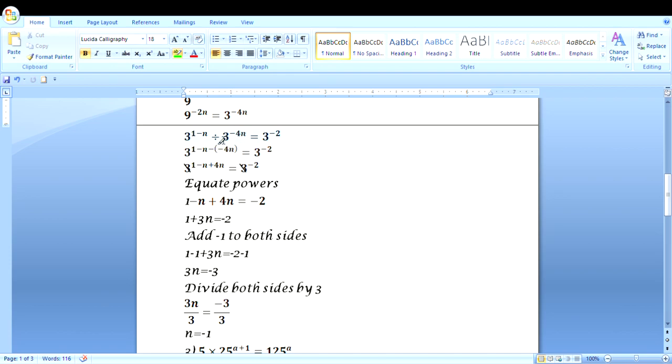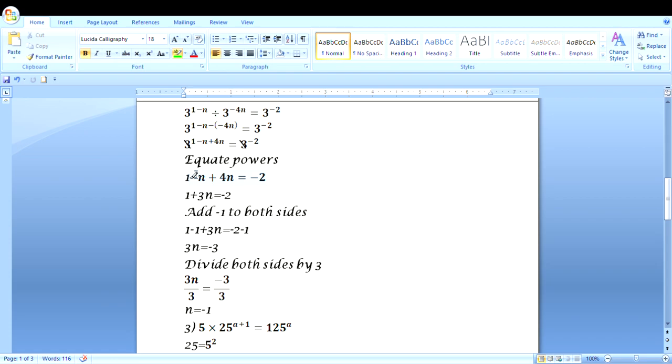So we look at this sign here. This is a division sign and the bases are the same. That means we are going to subtract the powers. So 3 raised to power 1 minus n minus minus 4n is equal to 3 raised to power minus 2. Minus times minus becomes plus. This becomes 3 raised to power 1 minus n plus 4n is equal to 3 raised to power minus 2. So we equate powers, 3 cancels 3 here. The expression becomes 1 minus n plus 4n is equal to minus 2.